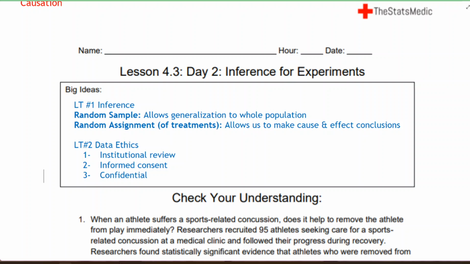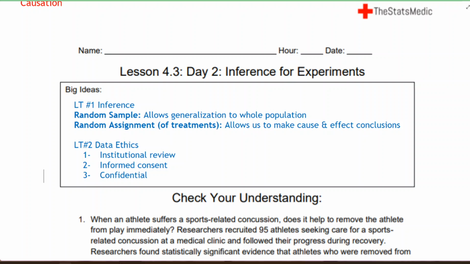There are other things involved with making a cause and effect conclusion, which we're not really going to go into in this class. It's a little bit trickier than just random assignment, but without random assignment, we definitely cannot show cause and effect.